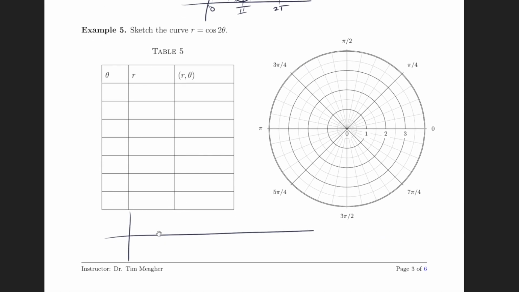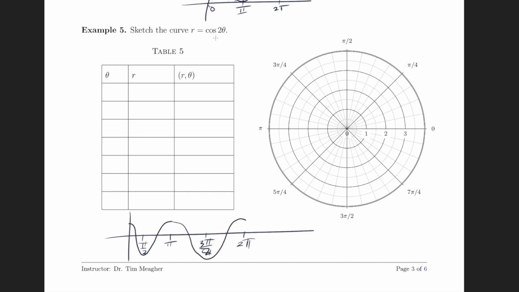So here, cosine of 2 theta is going to be, we'll have pi, we'll have 2 pi, we'll have 3 pi over 4, we'll have pi over 2. And notice our graph will come down, hit -1, come back up. And so we'll have 1 rotation, and then it'll come back down, hit -1, come back up.